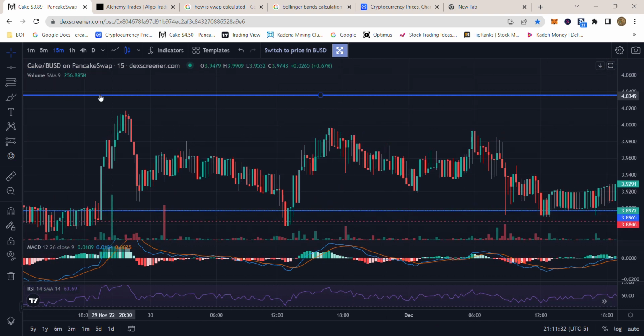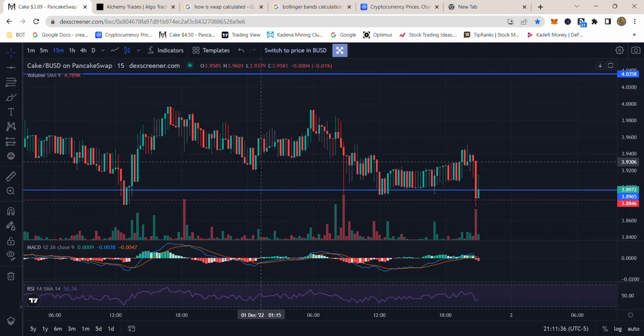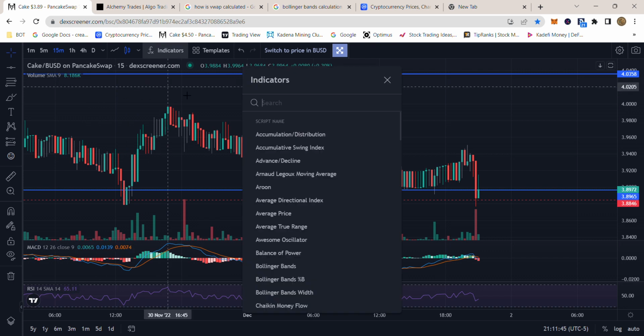So this is Cake BUSD. I like this because it really does like the range that we set with it. It respects the price really well. When it dips below it, chances are it's going to come right back up and start doing its thing here. So we're going to start with some indicators that we like to use.